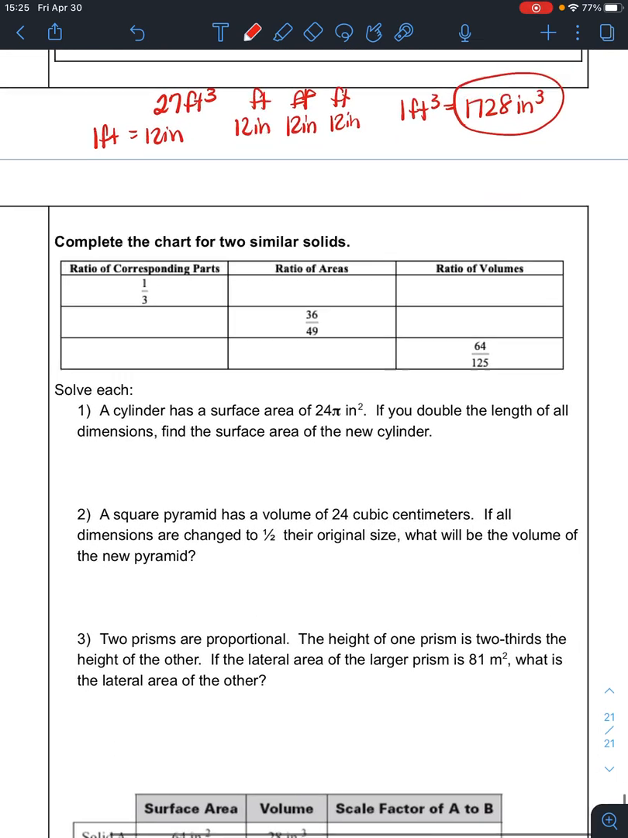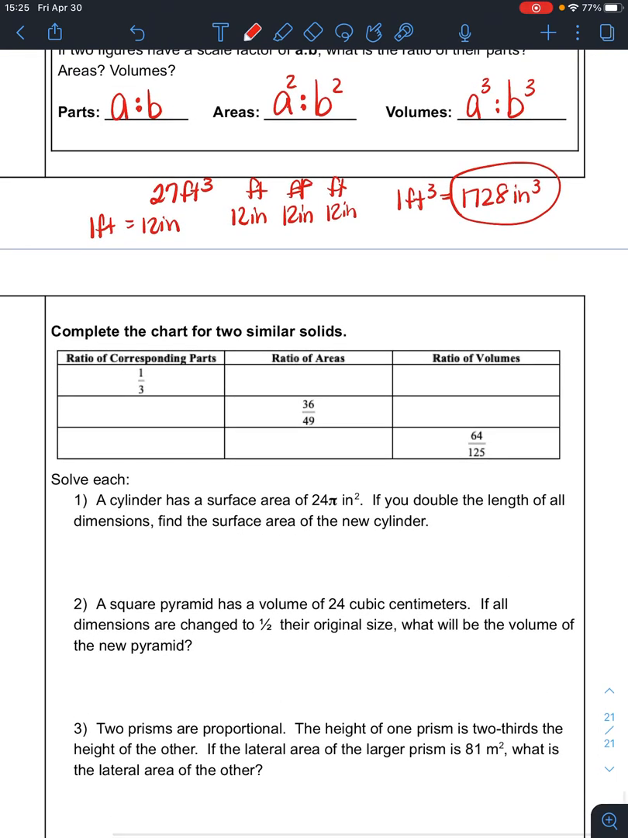Okay, so let's look at setting up some practice with our ratios. If we start with the ratio of our corresponding parts, then the ratio of our areas would be A squared to B squared. So if this is my A over B, or remember it could also be written 1 to 3 like that, then A squared to B squared would be 1 squared is 1 and 3 squared is 9. So it'd be 1 to 3 squared.